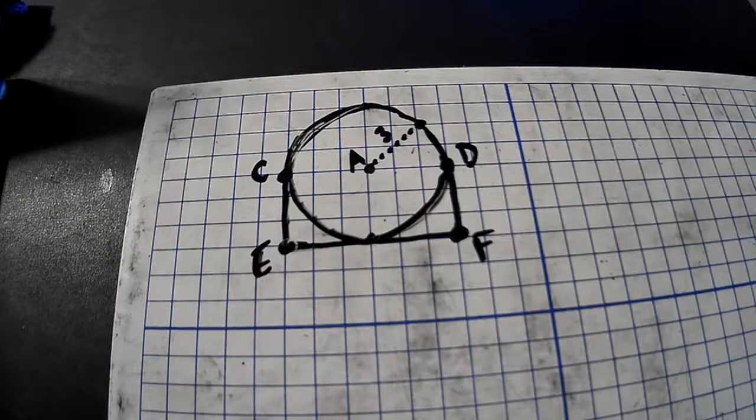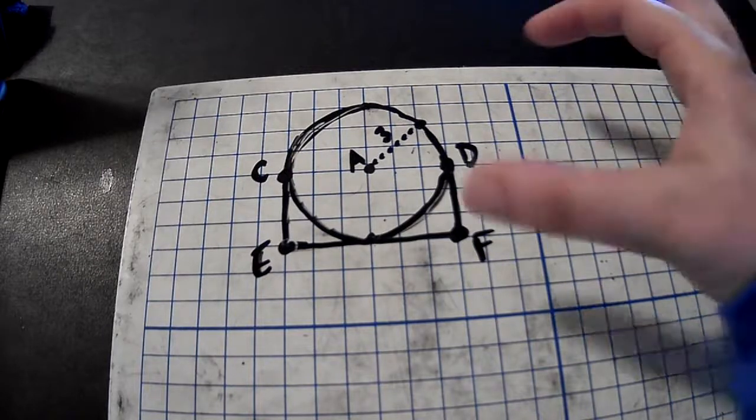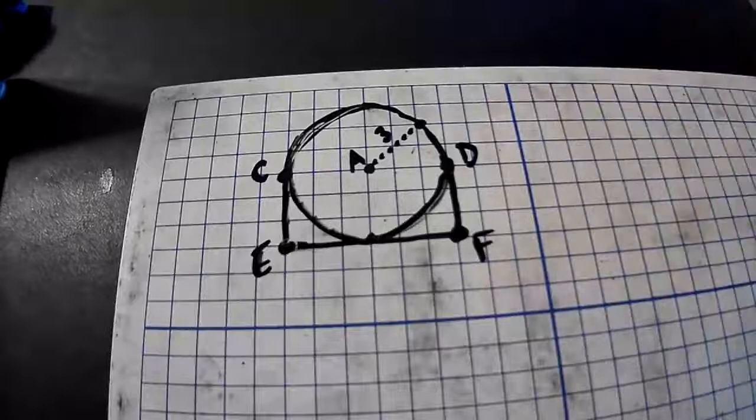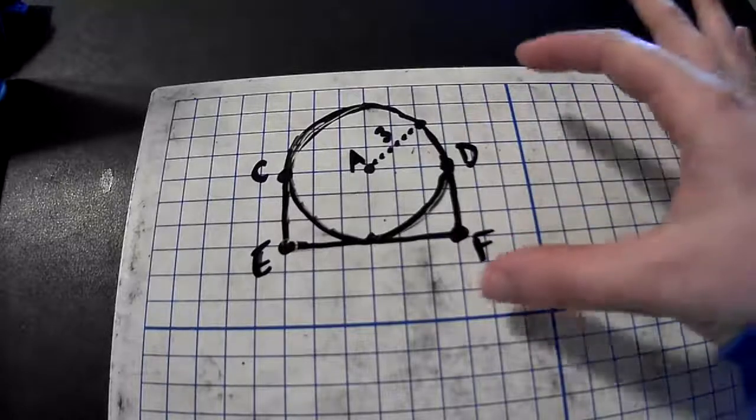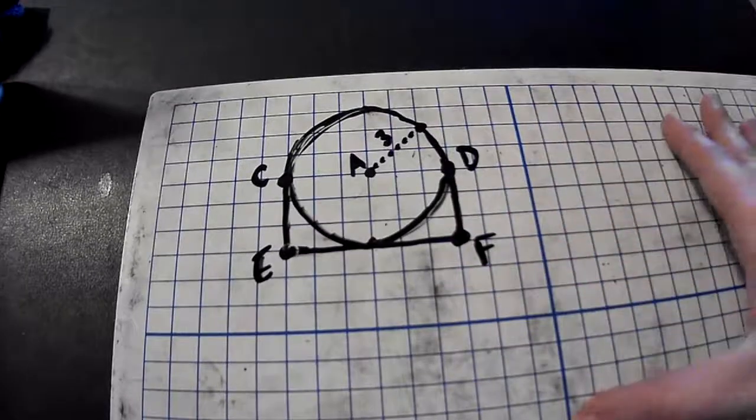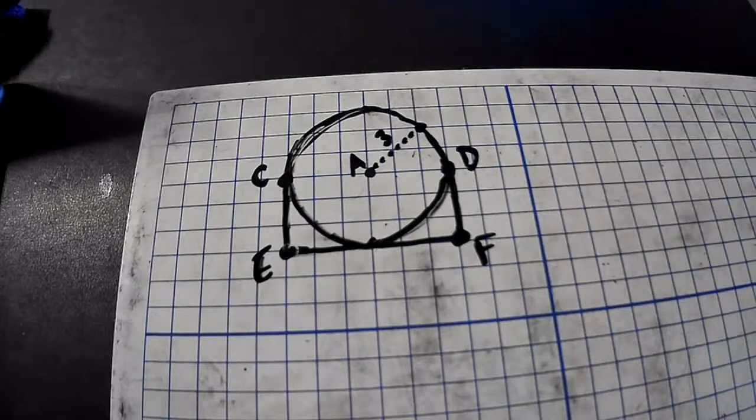Okay, this is Unit 5, Lesson 1, practice problem number 4. They were asking us to find the area of this figure. So there's really two different ways that we can think about this. I'm going to show you both ways, but we're going to get the same answer for both of them.